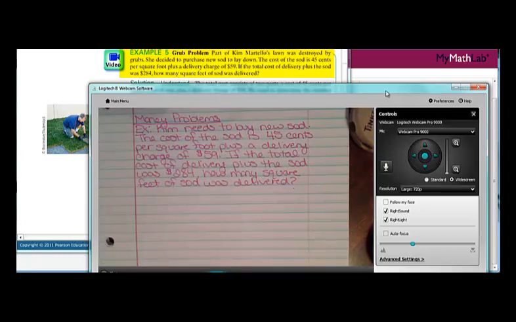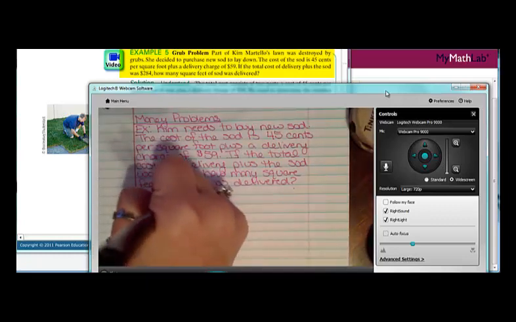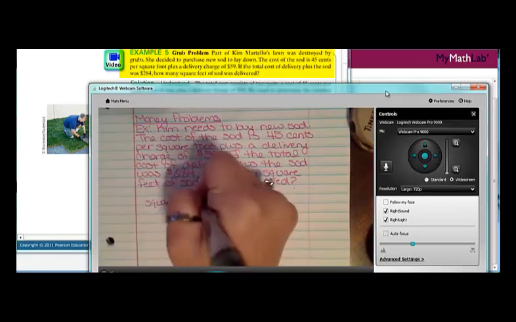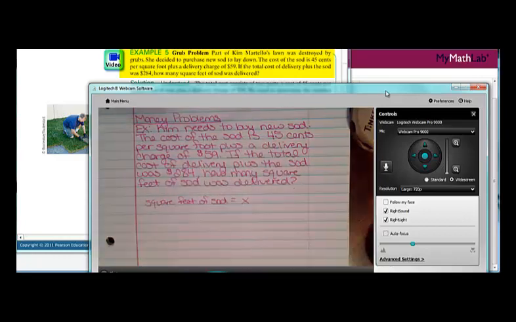Okay, so she has to buy new sod. And we need to figure out, the very last question says, how many square feet of sod was delivered? So we don't know how many square feet. So the square feet of sod is going to be our variable. So that's going to be our x. We don't know how many square feet of sod we have. So we need that to be our variable.